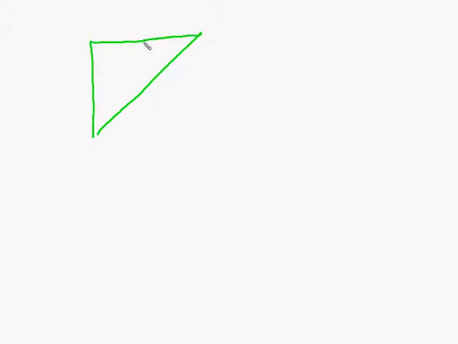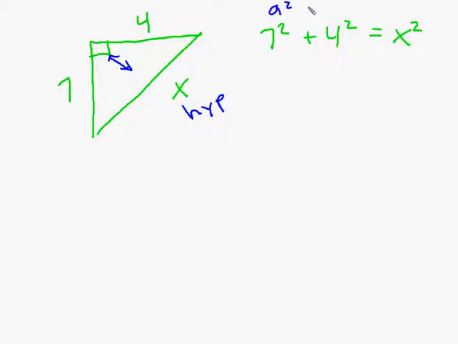Okay, maybe this is 7, and this is 4, and this is x. All right, so what do we write? How do we find this value? Because this x is opposite to the right angle, that's my hypotenuse. So that's my C. We're going to use C to represent the side opposite the right angle, the hypotenuse. So this is A, this is B.